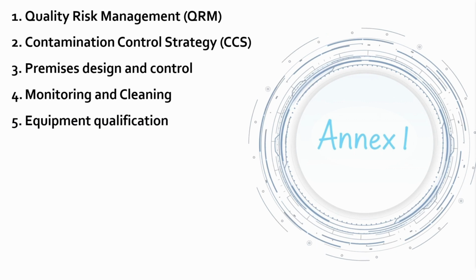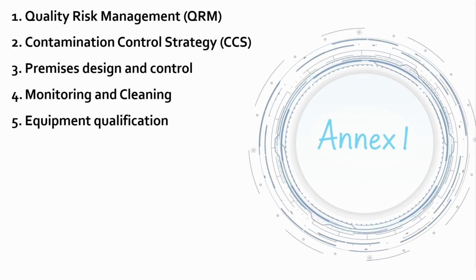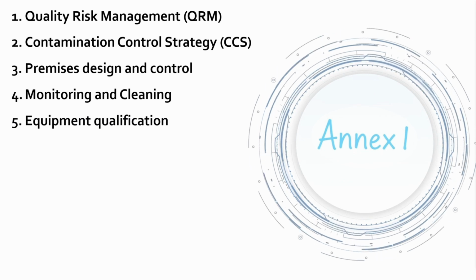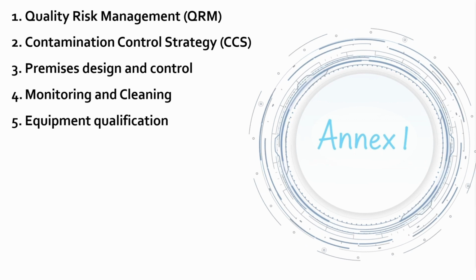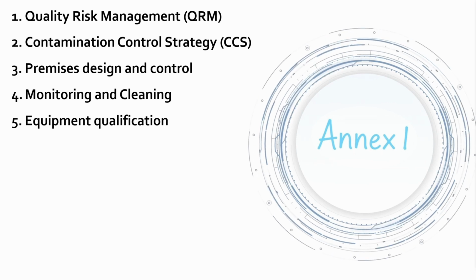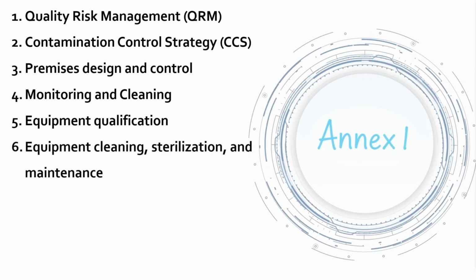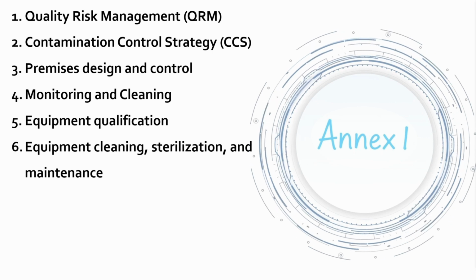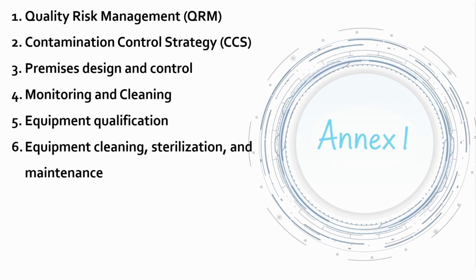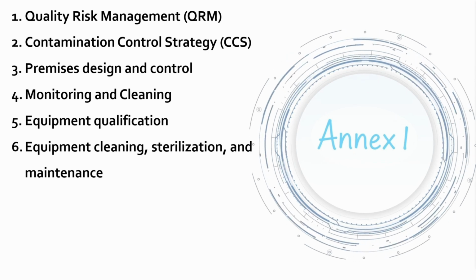Equipment qualification is another crucial aspect of Annex 1. Equipment must be designed, installed, and operated in a way that prevents contamination. This includes selecting materials that are resistant to microbial growth and easy to clean. Regular cleaning, sterilization, and maintenance are essential to ensure that equipment remains in optimal condition. Validation studies are performed to demonstrate that equipment operates as intended and effectively controls contamination.